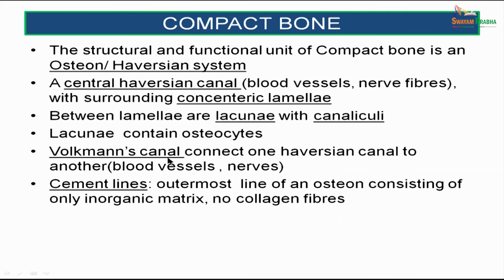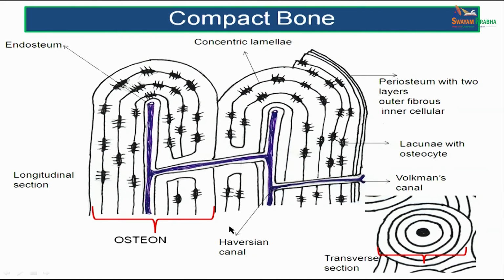Now, an additional feature here we see called Volkmann's canal. What is a Volkmann's canal? It is a canal which connects one Haversian canal to another Haversian canal. That means it connects one osteon to another osteon, through which pass blood vessels and nerves. We also have another feature called cement lines. Cement lines are the outermost part of an osteon, which consists of only inorganic matter and no collagen fibers. So, now we look at this diagrammatic representation.